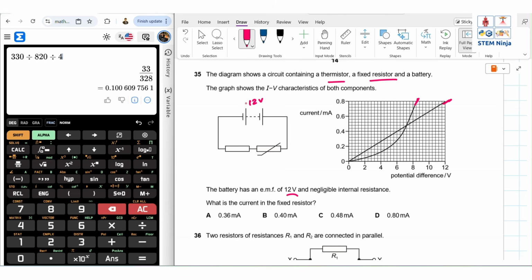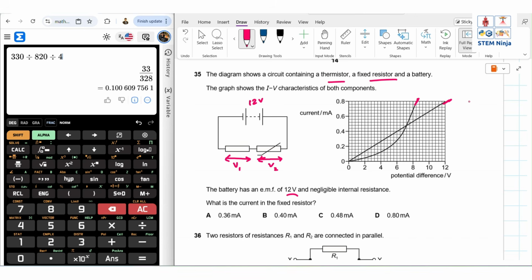Battery has 12 volts. So instead of trying to calculate from the start, let's do it backwards. We know that according to Kirchhoff's law, the potential differences V1 and V2 should add up to 12 volts. So given the current, we can deduce the potential differences, and if those add up to 12, we can just find the answer. So this is why the graph is given to us.